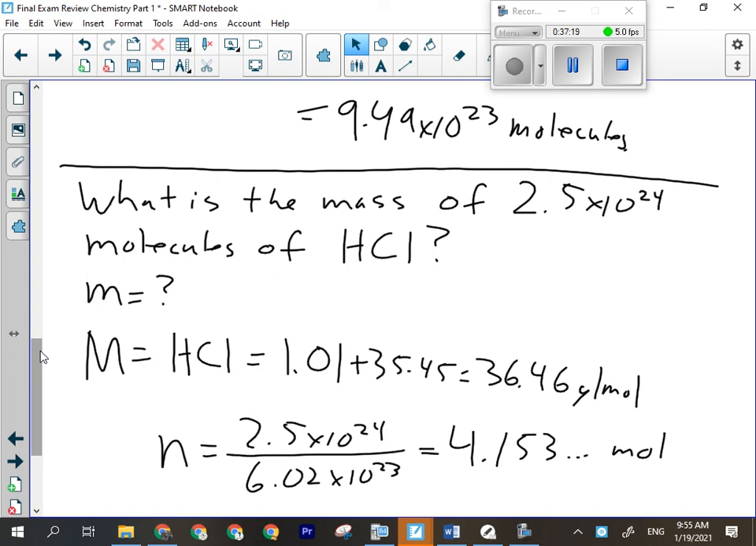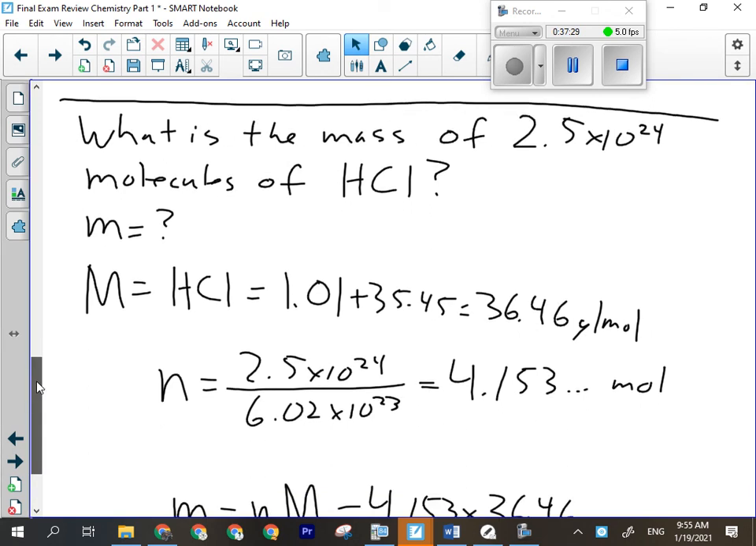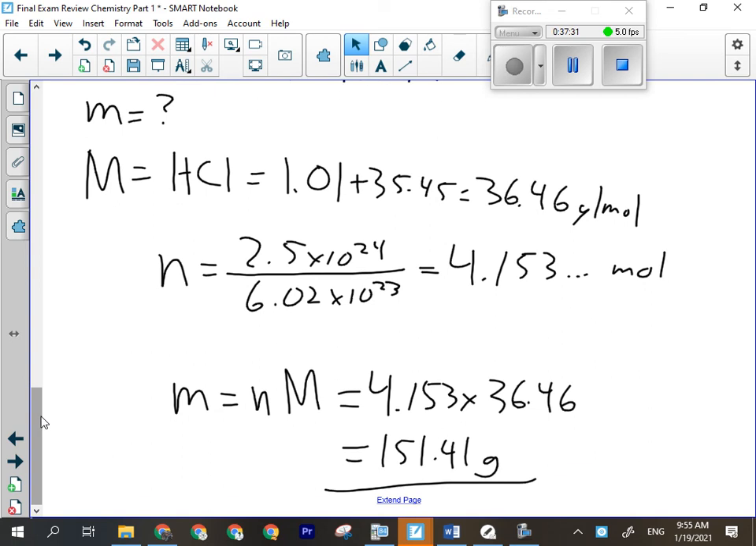Okay, so now we have little n and we have big N. So now we can calculate mass. We're going to manipulate the mole equation to solve for little m, so that means multiply n times big M. So we take our 4.153 that we calculated here, and we're going to multiply it by the molar mass, 36.46 grams per mole, and we get that it'll have a mass of 151.41 grams.